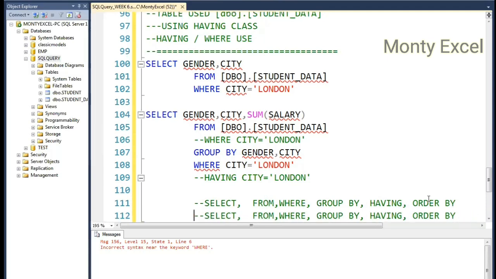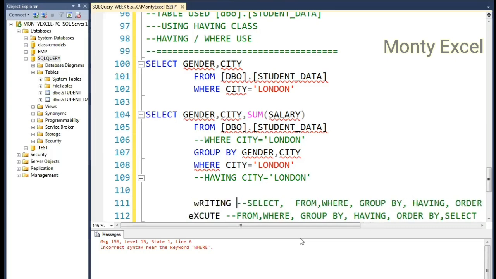The execution process would be from, where, group by, having, order by, then comes the picture of your select statement as the last. So this is the execution process, and this is the way of writing the query. I'll come to your question about what exactly the difference is, but let's try to understand this one before we go there.